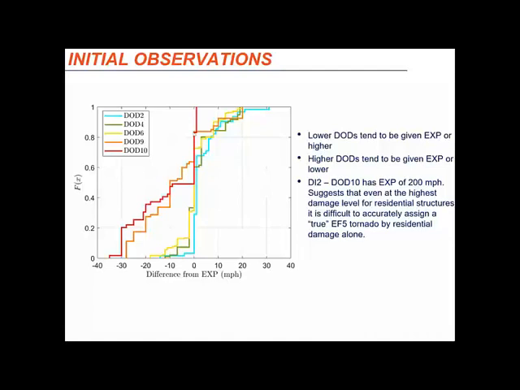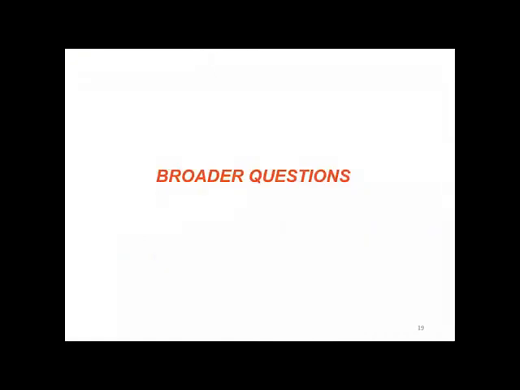And so really, based on this analysis, at the highest damage level for residential structures, which is DOD 10, it's probably going to be difficult to accurately assign a true EF5 tornado if we're basing it on actual wind speed greater than 200 miles per hour by residential damage alone. So this initial data analysis is going to help us address some broader questions here, going back to some of the motivation in the earlier slides.